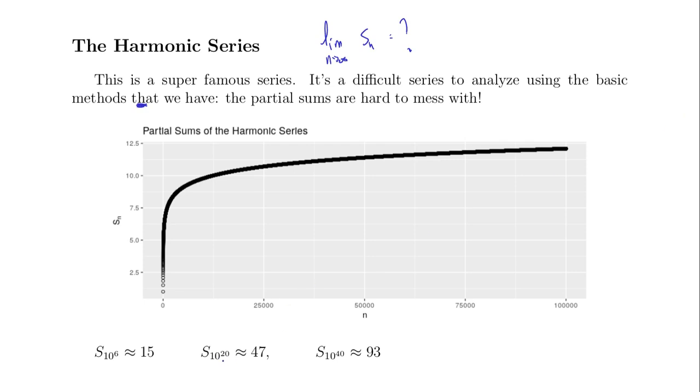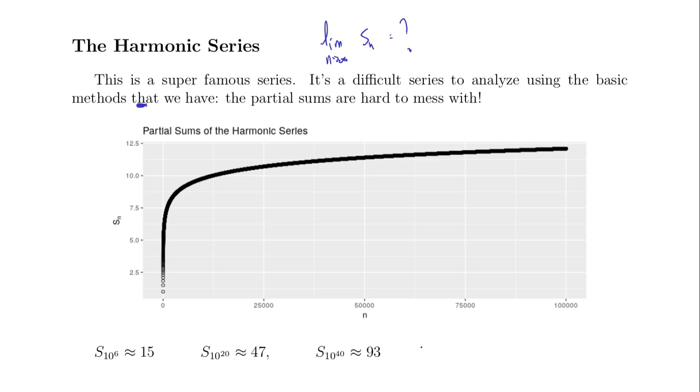If you look at 10 to the 20, which is a 1 with 20 zeros afterwards, I do not know the name of that number. That first huge amount of terms adds up to around 47. And then if you look at the 10 to the 40, that's a 1 with 40 zeros afterwards. That is an astronomically large amount of terms. It adds up to approximately 93.